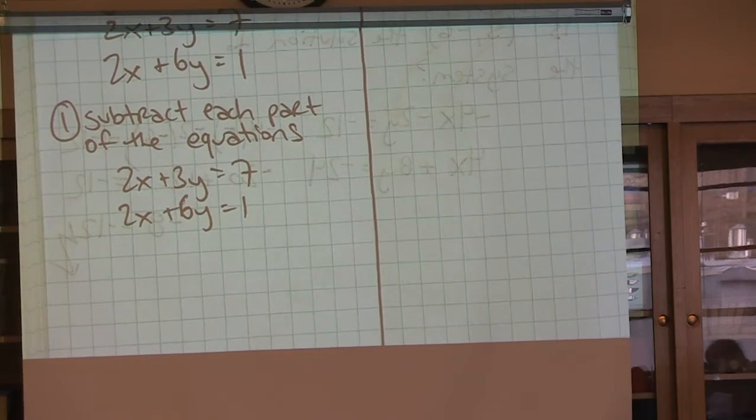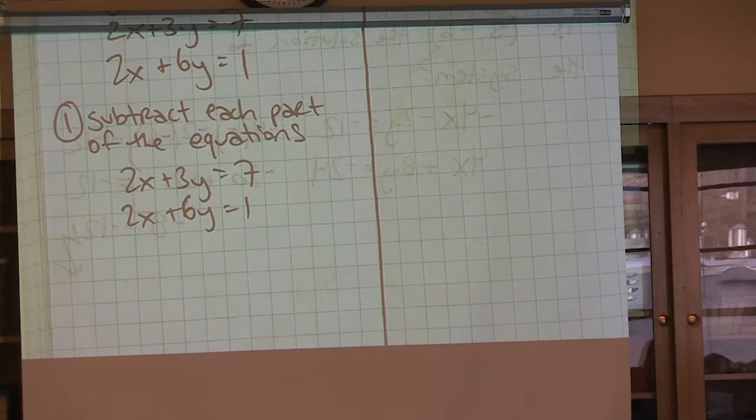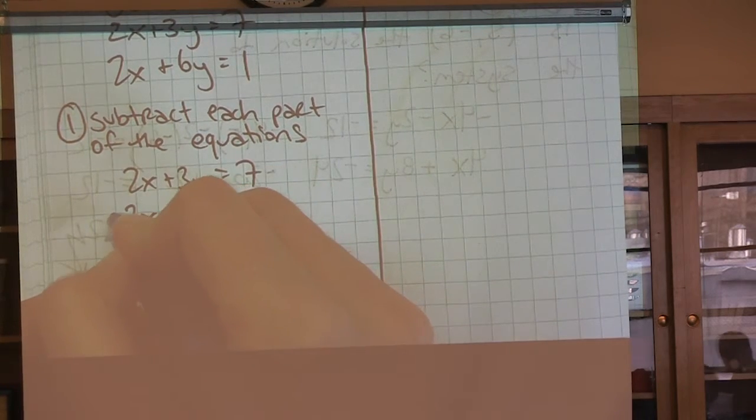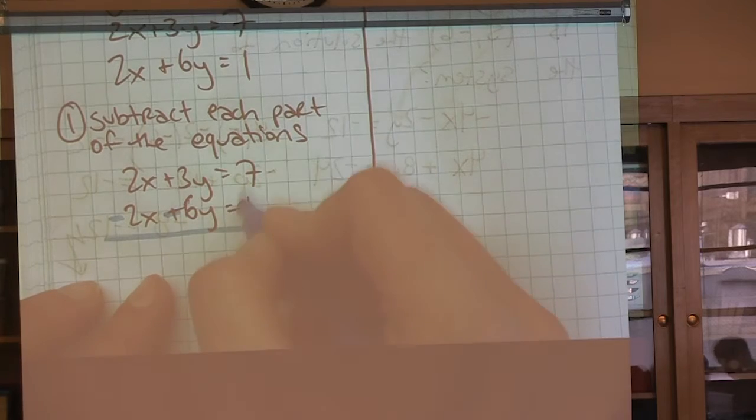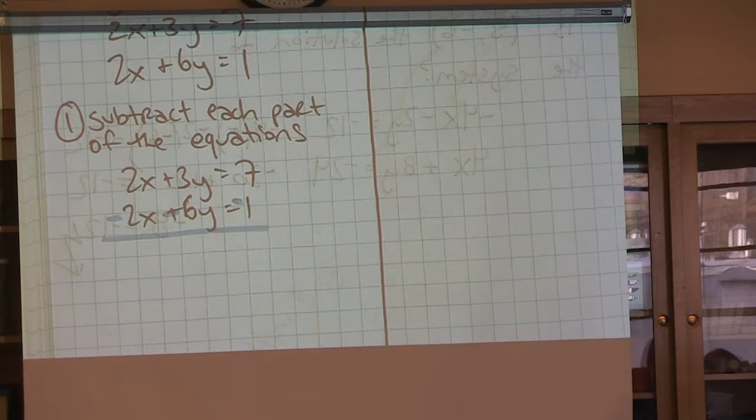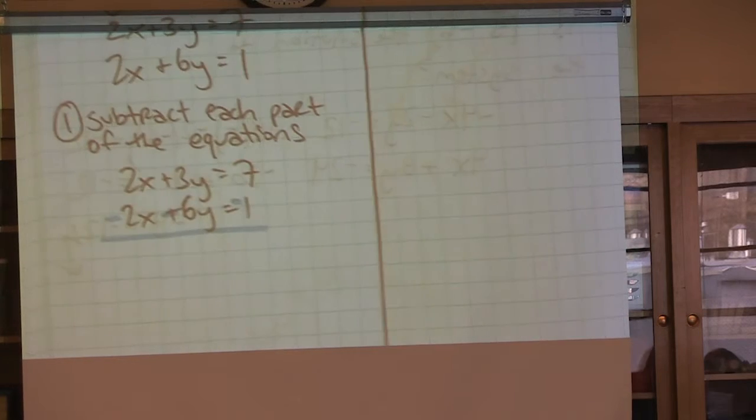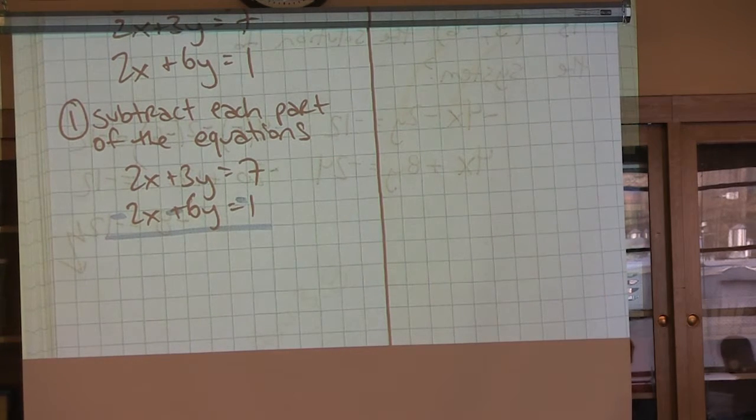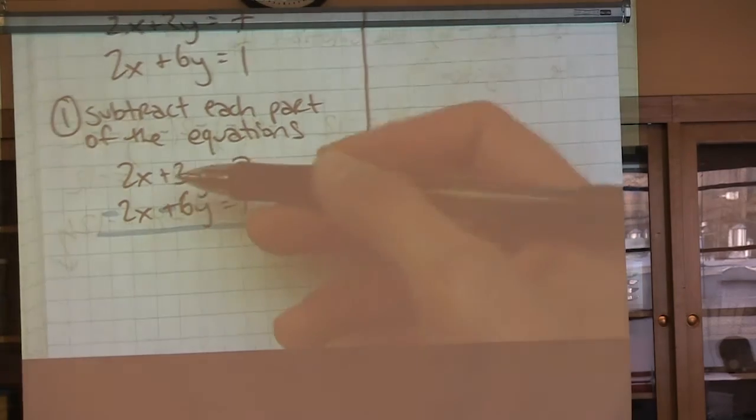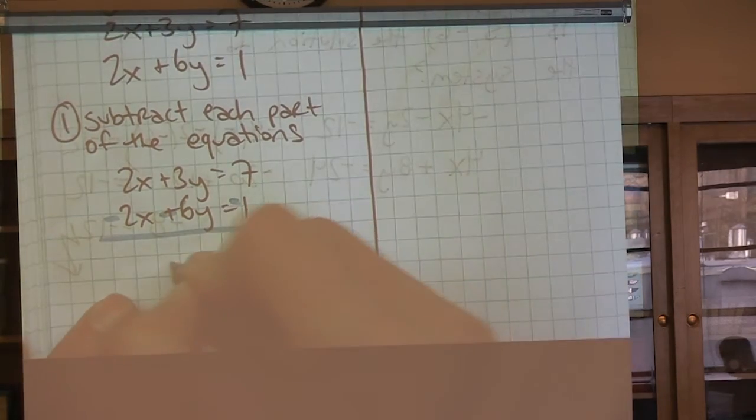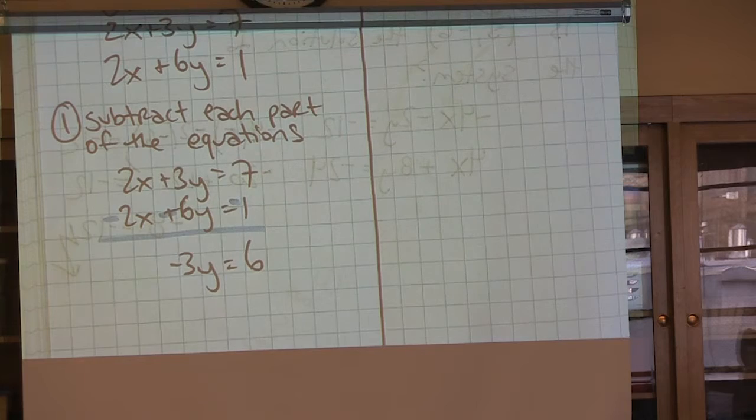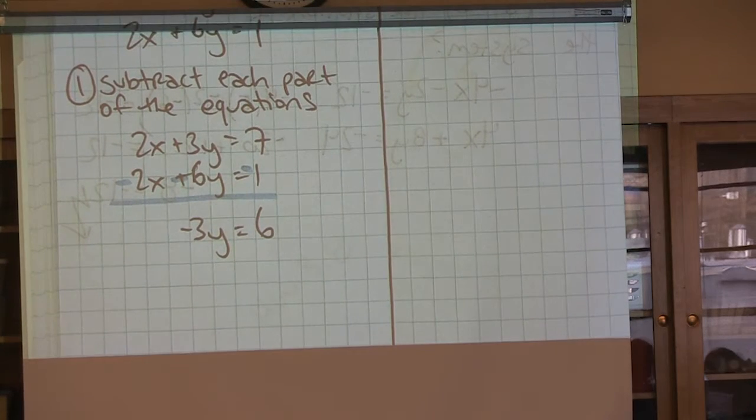So instead of substituting, instead of plugging stuff in to make a new equation, we're going to make our new equation by subtracting. Okay, so I'm going to do 2x minus 2x, 3y minus 6y, and 7 minus 1. I'm going to subtract each part, subtract the x's, the y's, and the numbers at the end. So what's 2x minus 2x? 0. Those are gone. What's 3y minus 6y? And 7 minus 1. Would you look at that? A nice, simple little equation.